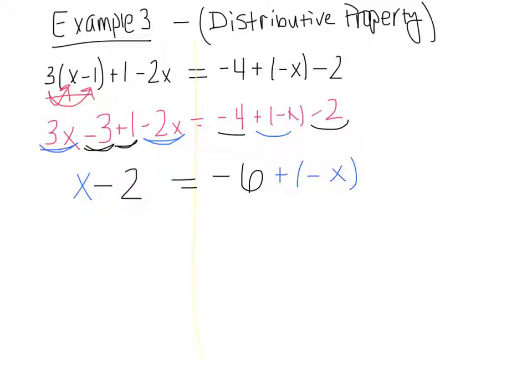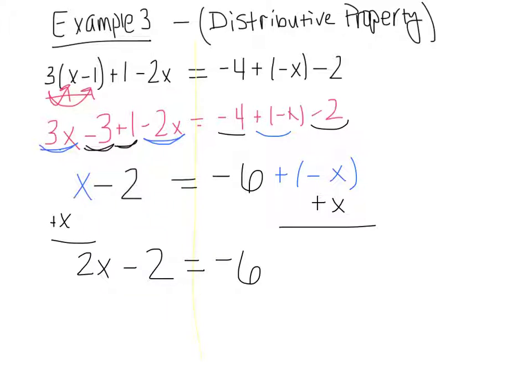Alright, at this point now, I've combined all my like terms, and now I'm trying to get my x's positive and all on one side of the mat. I have a negative x on the right and an x on the left. So I want to get rid of this negative x. To do that, I need to add x. But if I do it to the right, I have to do it to the left. Okay. And I have x plus x, which is 2x, and bring down your minus 2. Then on the right, I have negative 6, and then negative x plus x equals 0. It cancels out. So I'm just left with negative 6 on the right.